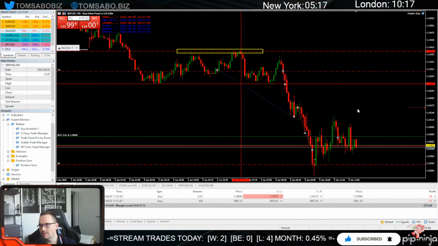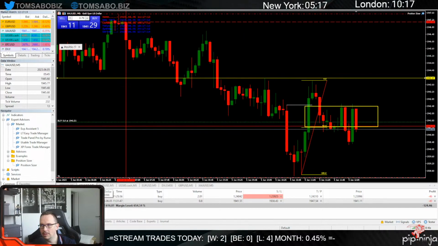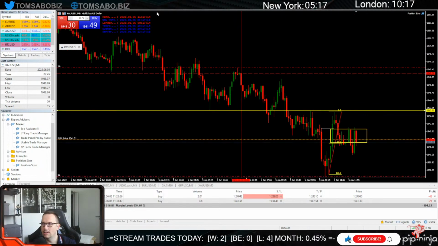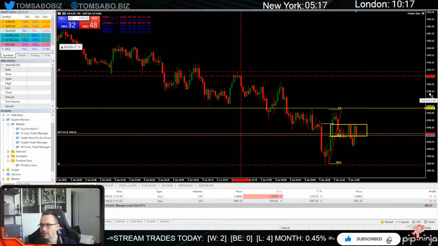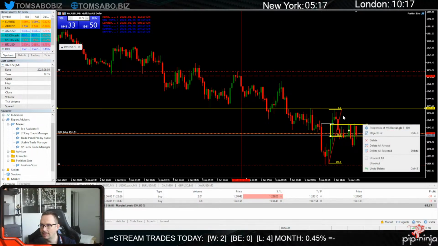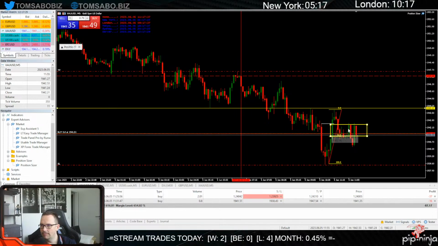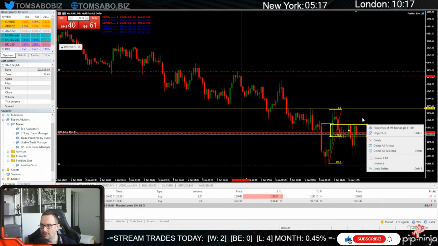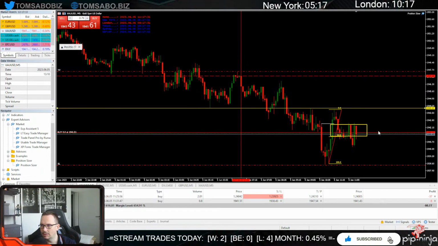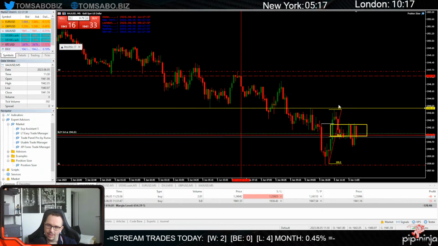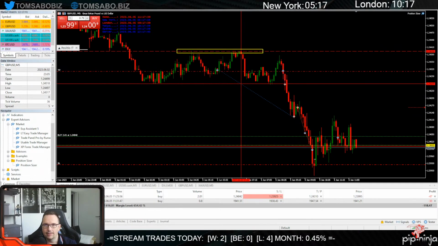So if it goes down, then let it be. This is a fair value gap, by the way. I hate that you can't paint it a certain color on MT5, but this is a fair value gap, this rectangle here. We're inside that, but it's acting as resistance for now, unfortunately. That's what I think.